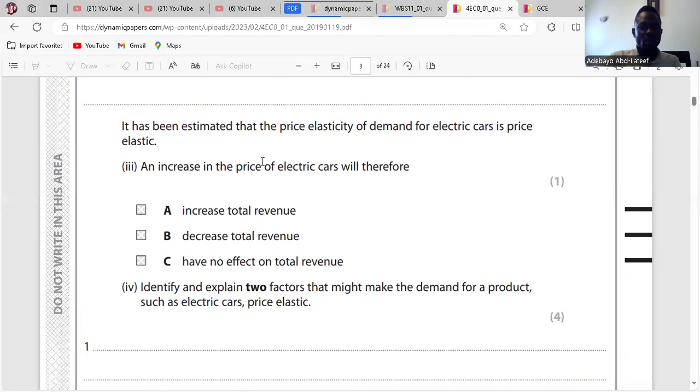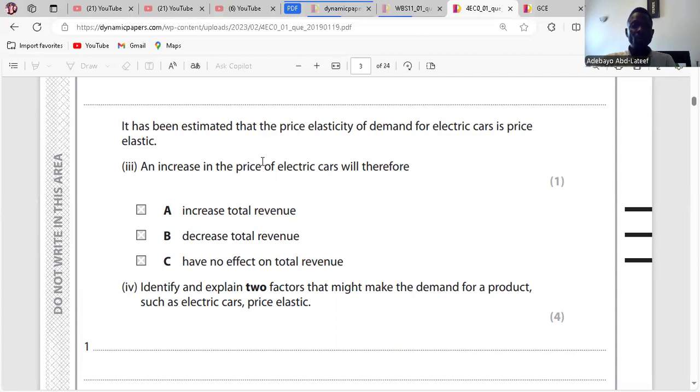Okay. Roman figure 3. It has been estimated that the price elasticity of demand for electric cars is price elastic. If it is price elastic, it means there's going to be a significant change in the quantity demanded as a result of a change in price. That is price elastic, and that means the PED is greater than 1. Great.